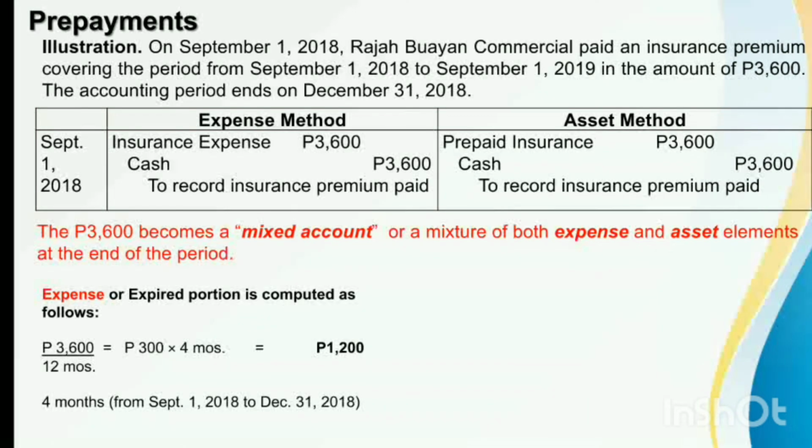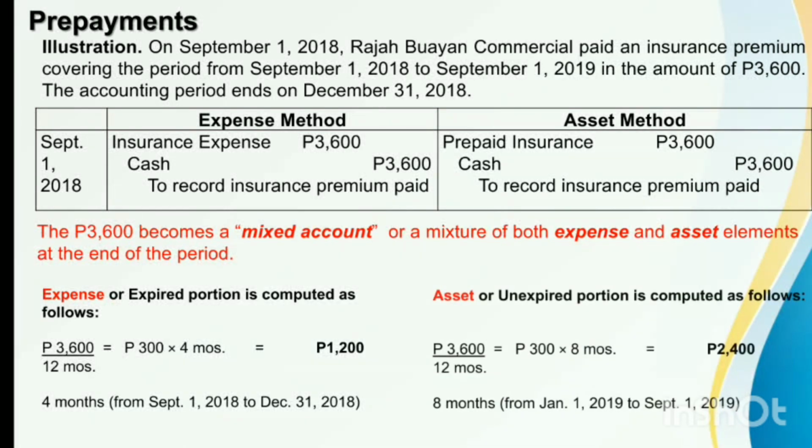And then for the asset or the unexpired portion, it is computed as follows. We have 3,600 pesos, the insurance premium for 1 year, divided by 12 months, so the monthly insurance premium is 300 pesos. And then multiplied by 8 months. These are the months that have not yet lapsed, starting from January 1, 2019 to September 1, 2019. So that is 8 months. So 300 pesos times 8 months is equal to 2,400 pesos.